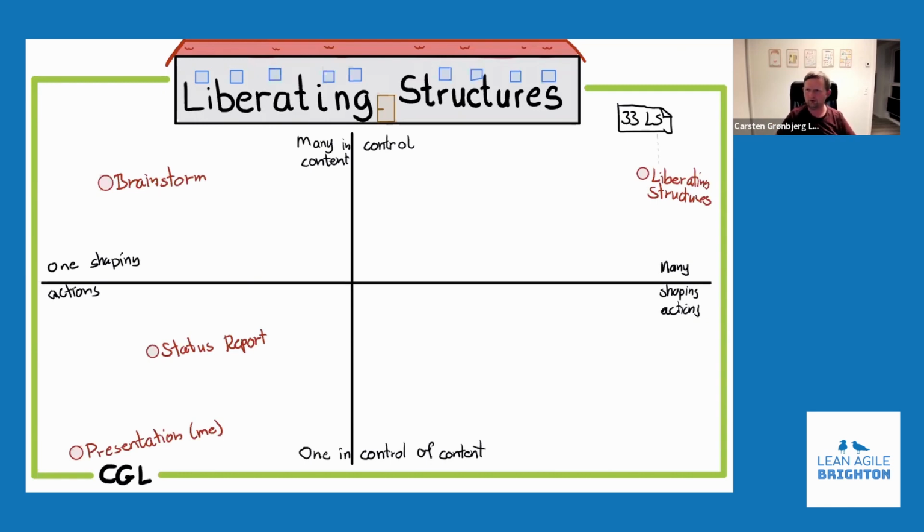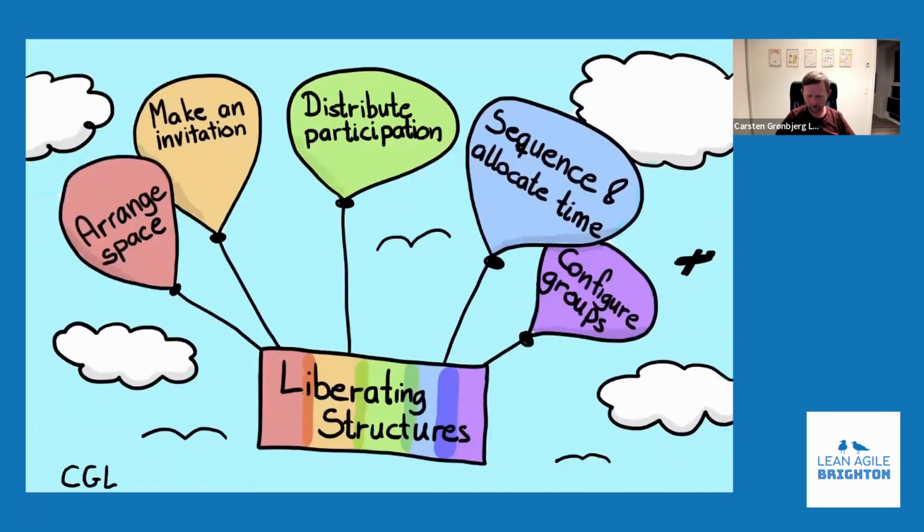All liberating structures, as I said, they share some things, and it's these 5 common traits. All the liberating structures have some way of arranging the space. How should people be physically organized? Is it plenum? Is it small groups? Is it 3 people? Is it with a chair? Is it standing? How do we do that?